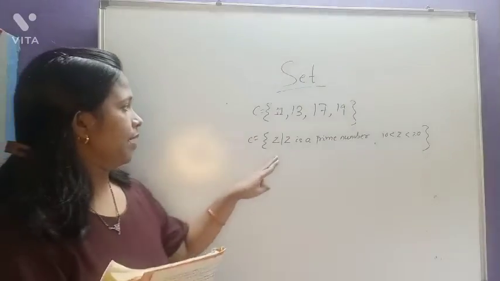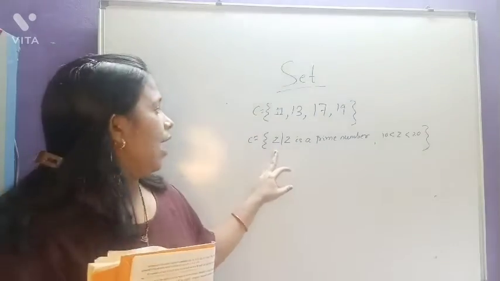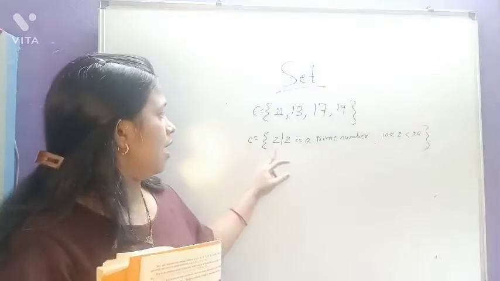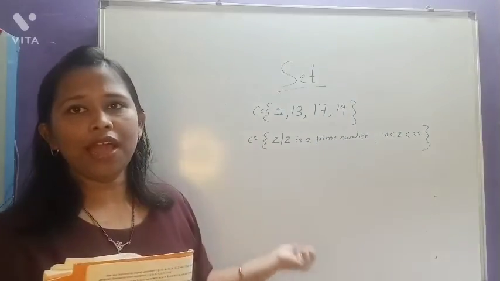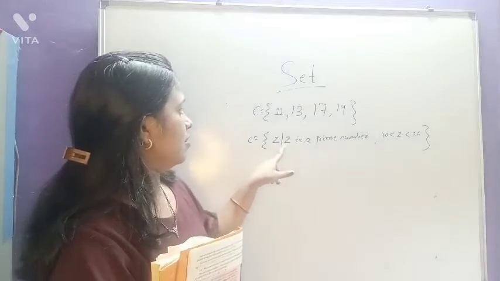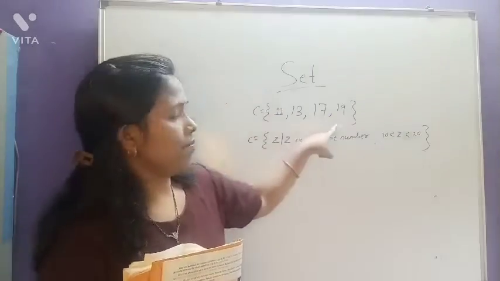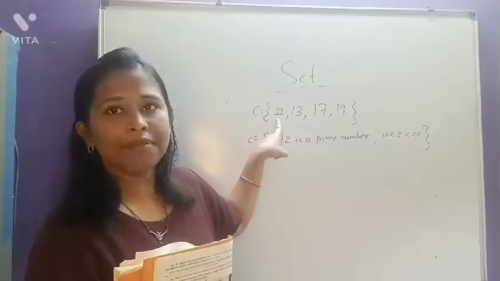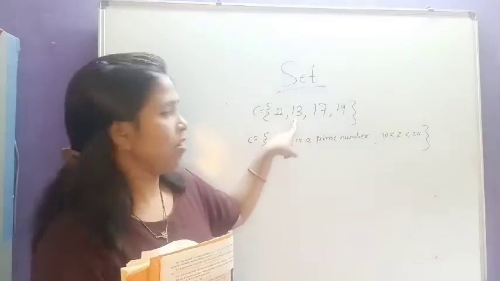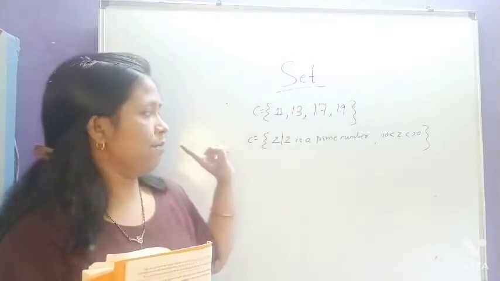Is it right? Because it is not always necessary to represent in terms of x. Here you can write z, y, according to your wish. So here z such that z is a prime number. You know these are all prime numbers: 11 is a prime number, 13 is a prime number, 17 is a prime number and 19 is also a prime number.